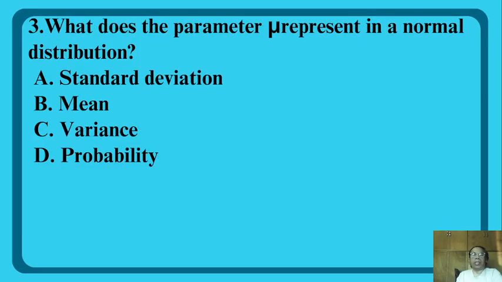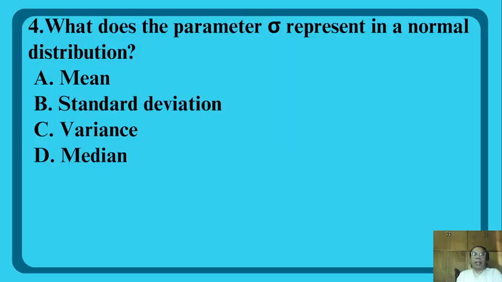MCQ number 3. What does the parameter mu represent in a normal distribution? A. Standard deviation. B. Mean. C. Variance. D. Probability. Number 4. What does the parameter sigma represent in a normal distribution? A. Mean. B. Standard deviation. C. Variance. D. Median.